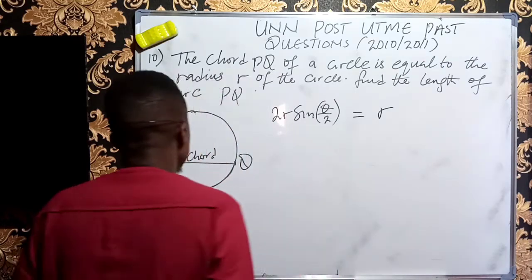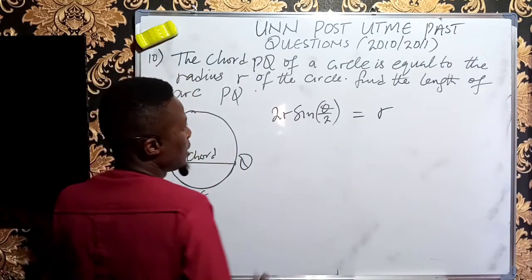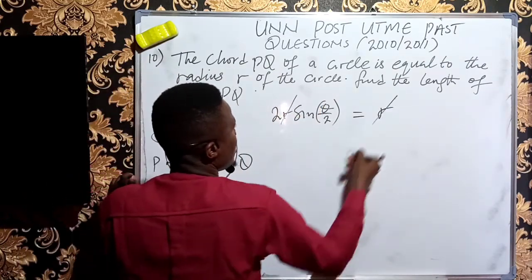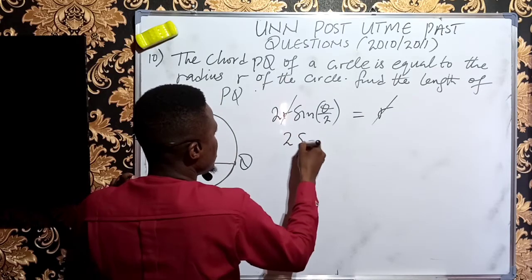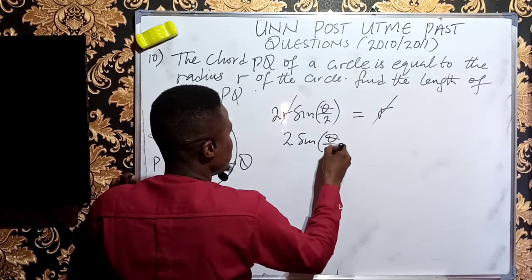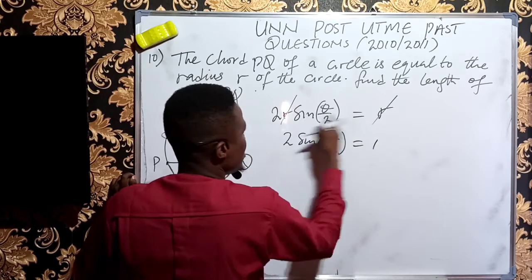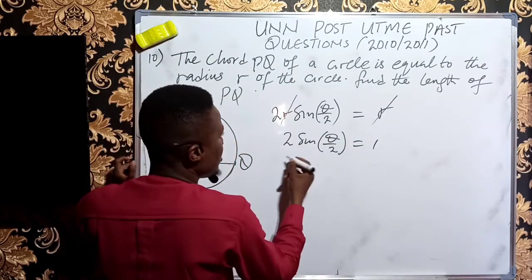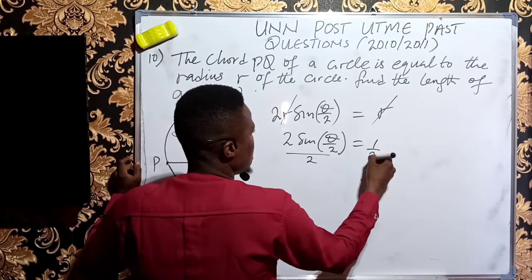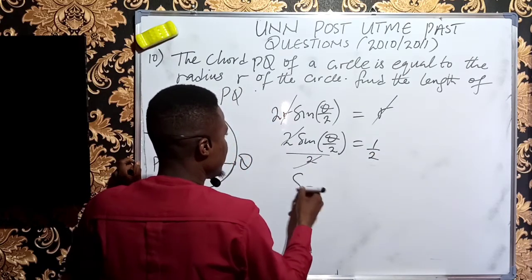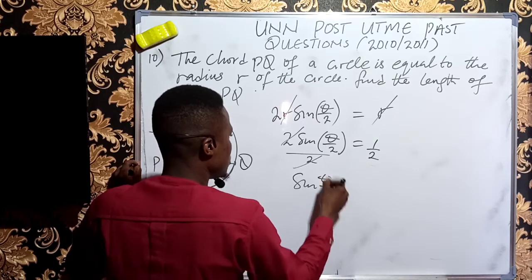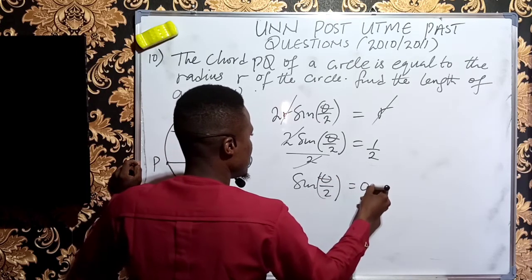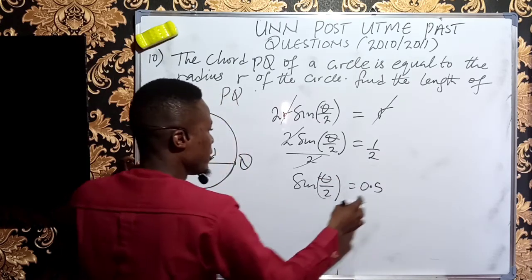That's the implication. Now, r will cancel r immediately. So I have 2 sine theta over 2 equals 1, because r divided by r, we are left with 1 here. Now, to get rid of this 2, I'll divide both sides by 2. I'll have sine theta over 2 equals 0.5, because 1 over 2 is 0.5.